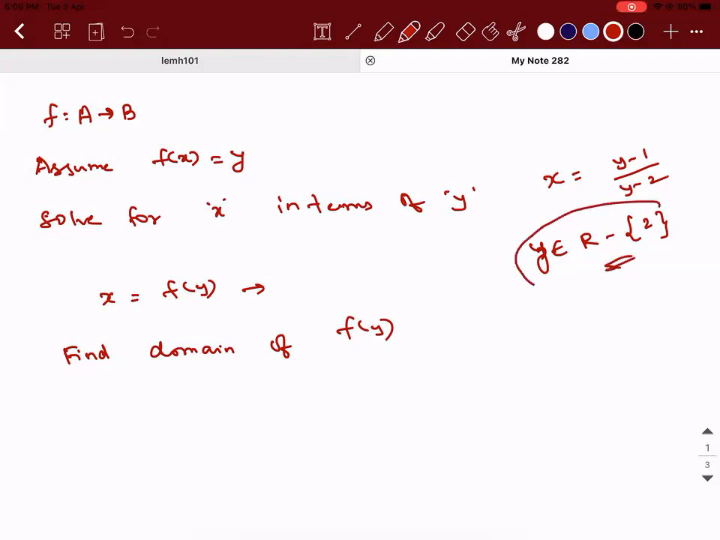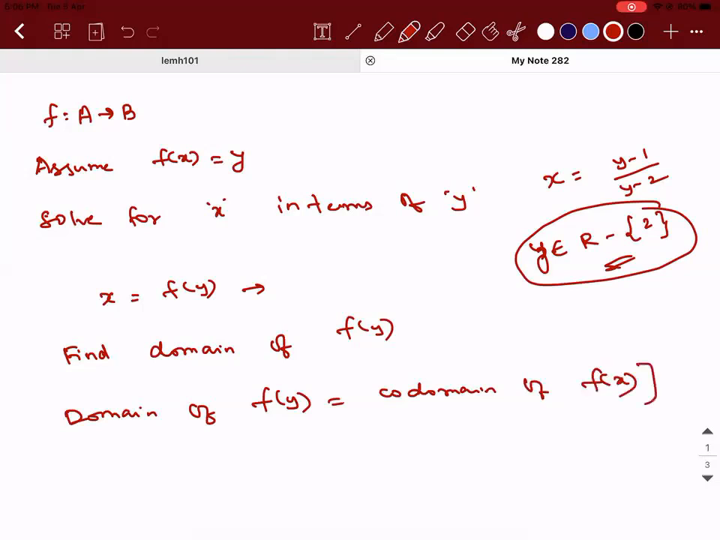If the domain of f of y is exactly equal to the codomain of f of x. I think I have told already, this step is only for your understanding, not for exam use. Don't use it in the exam. If this is equal, then you will proceed with the next step, stating that you will take the value of x and put it back in the question so that you will get f of x is equal to y. If this doesn't work, what will you say? It is not an onto function at all.